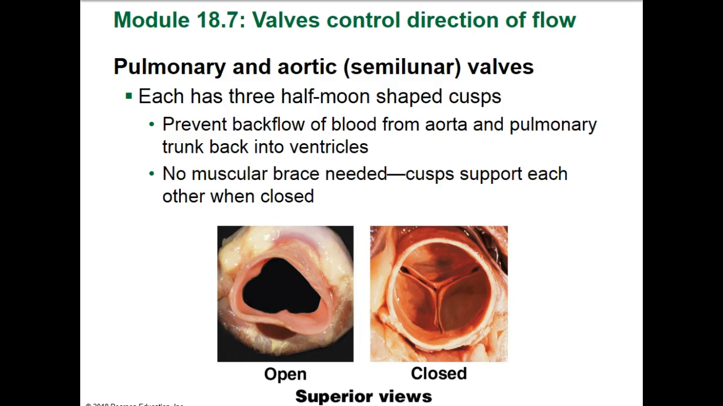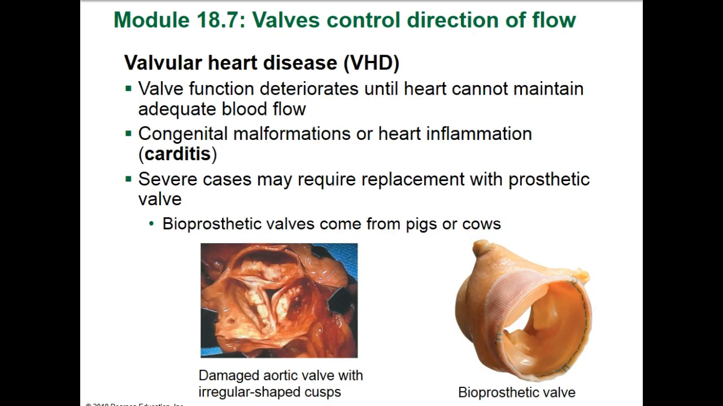If we look at the pulmonary and aortic valves, we see each has 3 half-moon-shaped cusps. They prevent backflow of blood from the aorta and the pulmonary trunk back into the ventricles. They don't have a muscular brace. It's not needed because the cusps support each other when they are closed. So it's a little bit different than the AV valves.